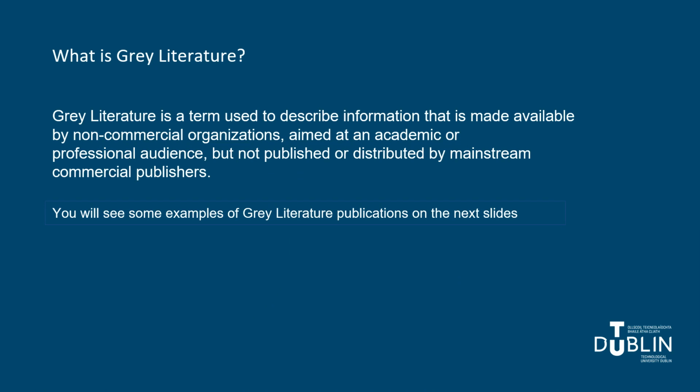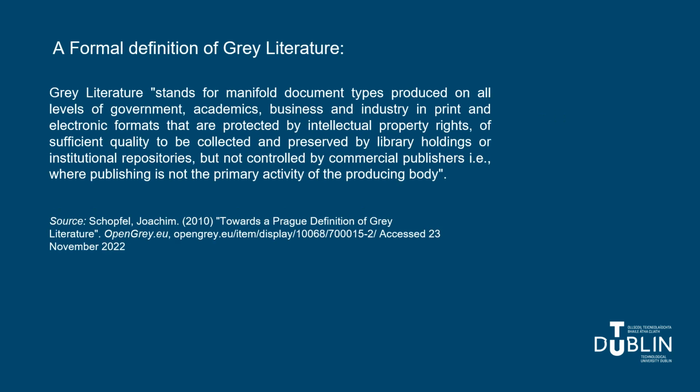Grey literature is a term used to describe information that is made available by non-commercial organizations. This information is aimed at an academic or professional audience, but is not published or distributed by mainstream commercial publishers. You'll see some examples of grey literature publications on the next slides, and that will make it easier to understand what grey literature resources are.